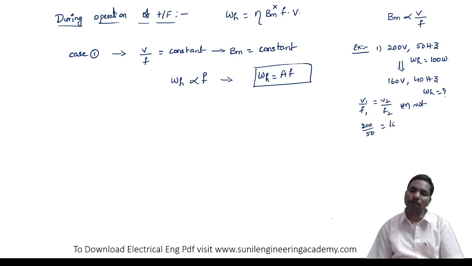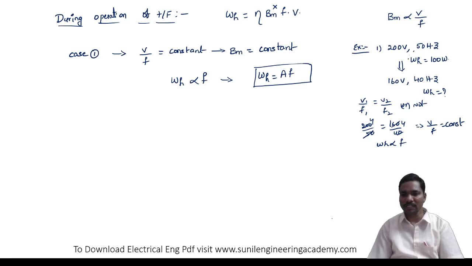V2 by F2 is 160 by 40, which is 4. V1 by F1 is 200 by 50, which is also 4. So V by F is constant. If V by F is constant, then what is the case we have? WH is proportional to frequency.